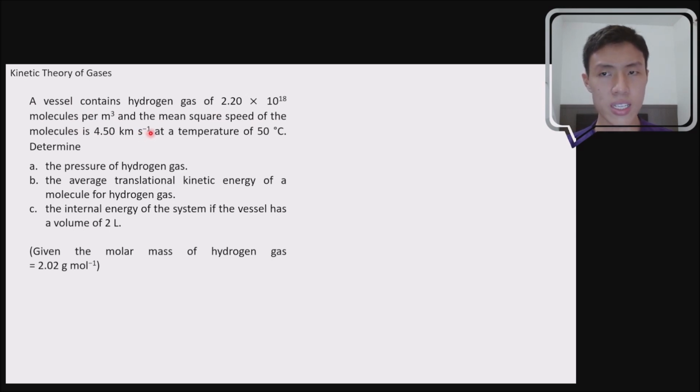Okay, I think this question has a bit of a problem. They shouldn't call this mean square speed. They should call it root mean square speed. I think they missed out a root over here. Okay, but the rest should be fine.